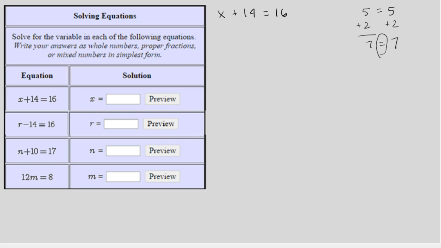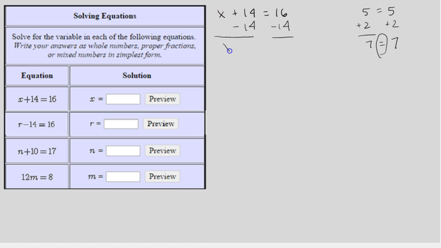So we want to find out what x is, but right now x has 14 added to it. So to undo adding 14, we're going to subtract 14 from this side of the equation. And whatever we do to one side, we have to do to the other. So you want to look for the equal symbol, go to the other side of the equation, and subtract the same amount. Now I'm going to put a line here showing that I'm performing the operations downward.